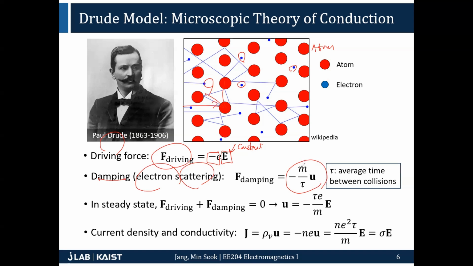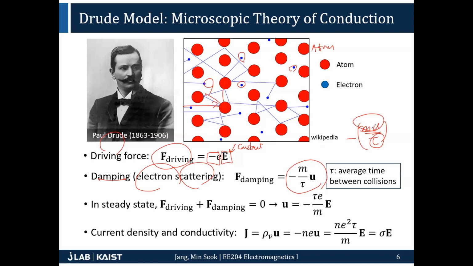And this 1 over tau term, you can understand like this: minus mv divided by tau. So mv is the momentum, okay? The momentum will be initialized, and momentum loss will happen every tau. So momentum per time is what is called 충격량, like impulse, which has the same dimension as force.